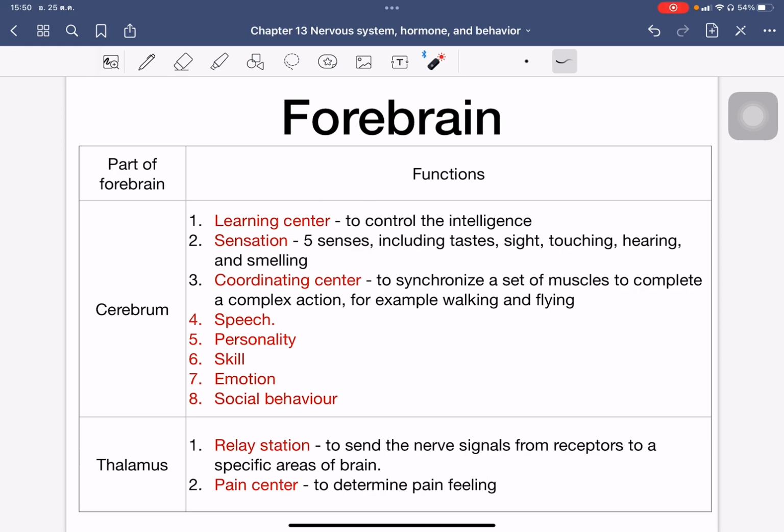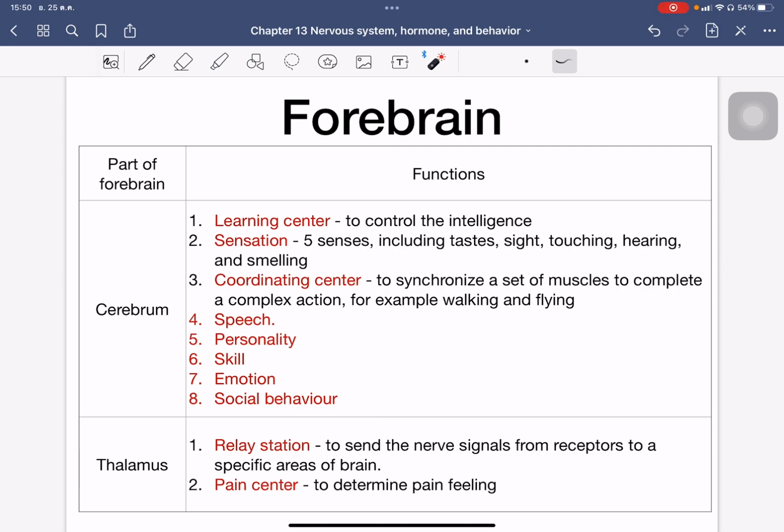Okay, and it takes control of complex actions like walking of the human or even flying of the bird, and it even relates to speaking, okay, and even personality, skills like writing skill, okay, or cooking skill, or different types of skill, emotion, or even social behavior, okay, and it's also related to the behaviors of the animal too.